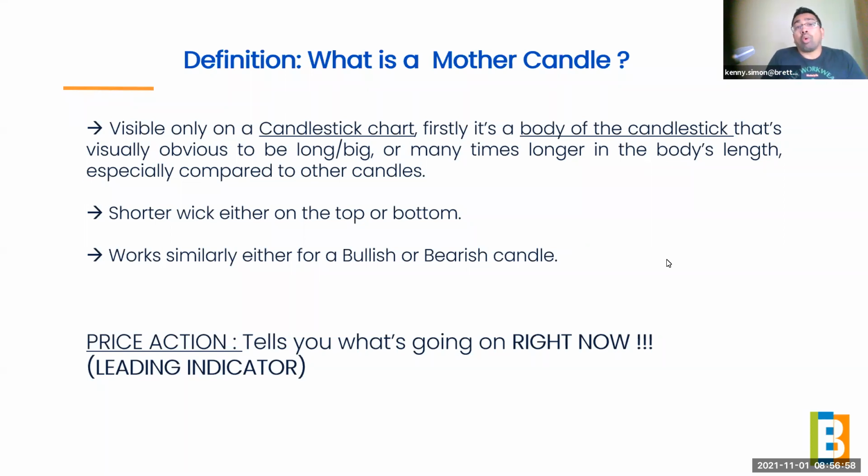Now, what is a mother candle? Visible only on a candlestick chart, as I've mentioned earlier on. Firstly, it's a body of the candlestick that is visually obvious to be long or big, bigger than the body's length, especially compared to the other candles. Now, a shorter wick, of course, either on the top or bottom. I'll explain that a little bit more on the wicks as well.